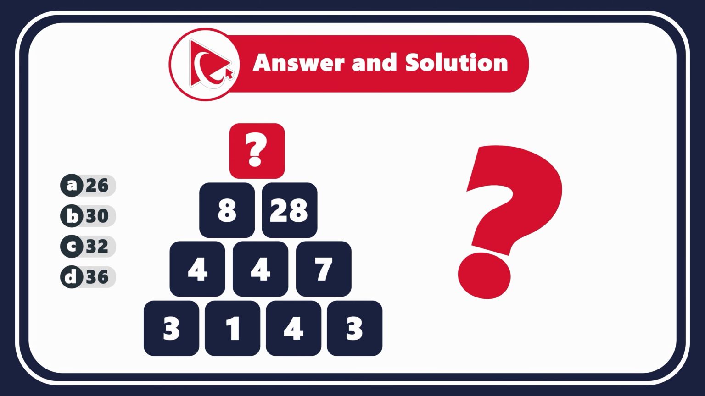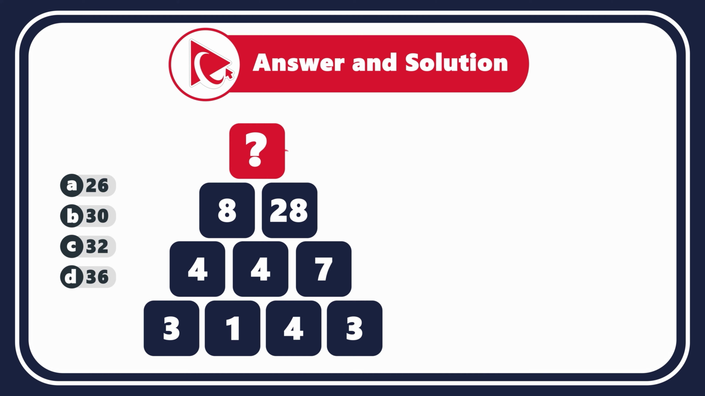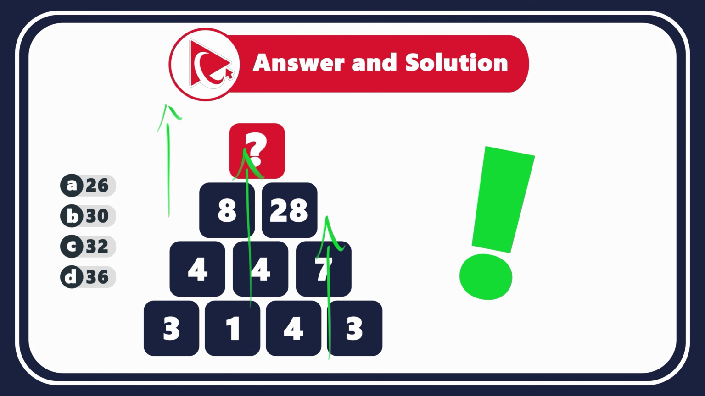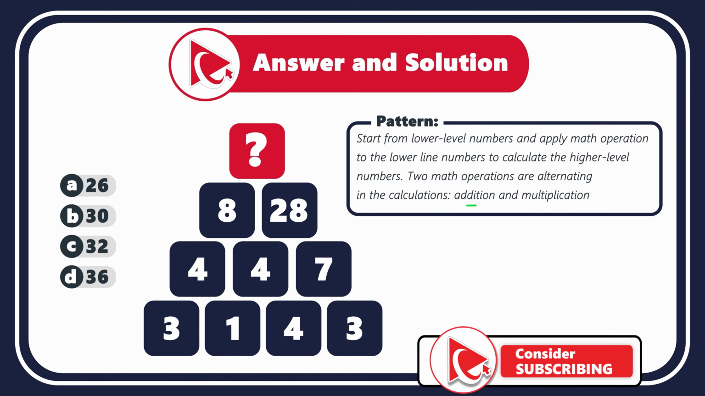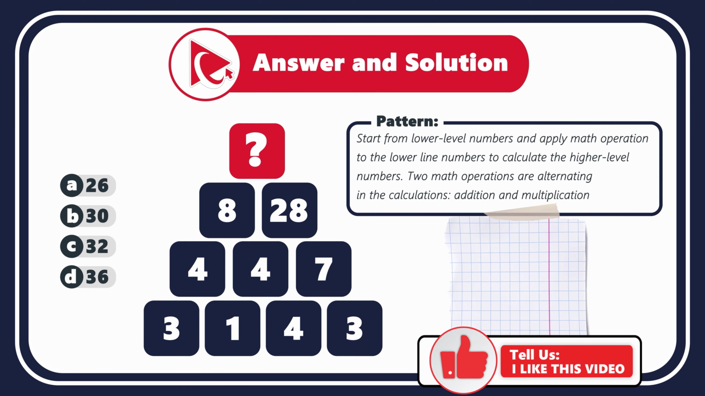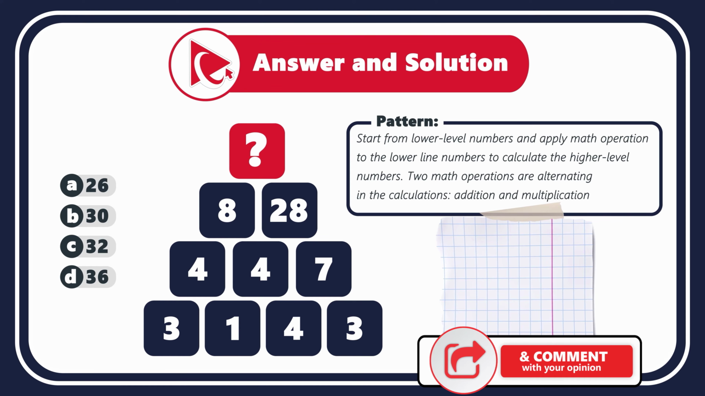Remember how I presented the information to you? I started from the top and went to the bottom. But in fact, you need to start from the low-level numbers and apply math operations to them to calculate the higher-level numbers. To confuse you even more, two math operations are alternating in the calculations, addition and multiplication. Let's look at the example so you get a better understanding.